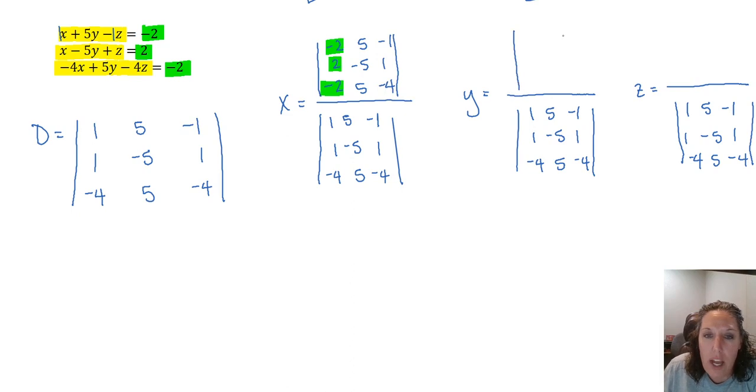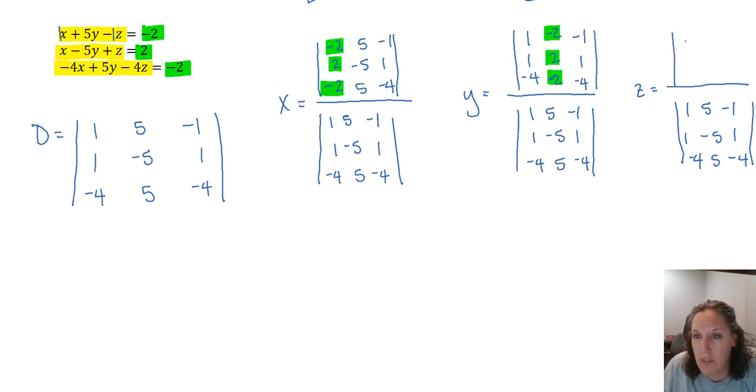To find our y coordinate, our x values are going to be the same as the denominator, but instead of our y values from the denominator, we're going to have the constants, and I said that and then I started writing the same ones. We're going to get negative 2, 2, and negative 2. Our x values are going to stay the same.